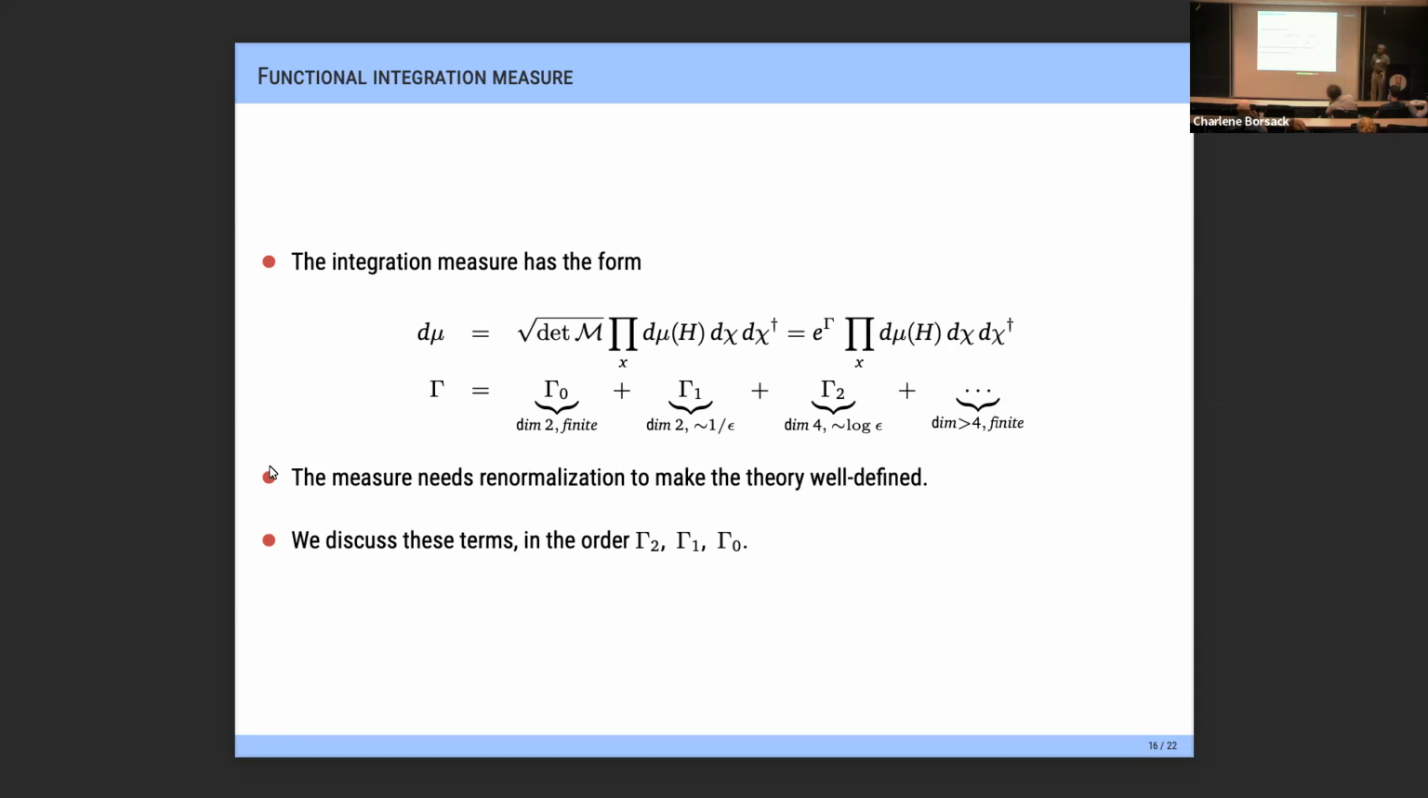Okay. So the first thing we realize, not a big surprise again, is that if you want to define the measure properly, you have to renormalize the measure. You have to have a renormalization procedure for the measure. So that's what we will talk about. We have to get rid of these terms here. And I'm going to discuss each of these terms, but I will do it in the reverse order, starting with gamma 2 and coming down to gamma 0.